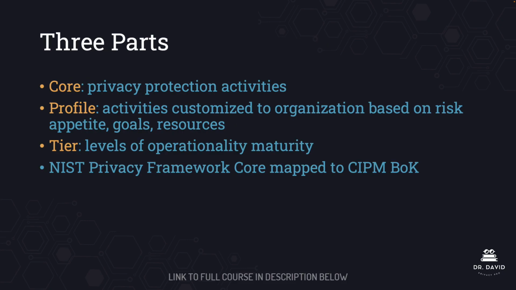There are three parts to the NIST privacy framework. They are core, profile, and tier. The core consists of privacy protection activities. Profiles consist of activities customized to the organization based on risk appetite, goals, and resources. And the tiers respond to the levels of operational maturity.